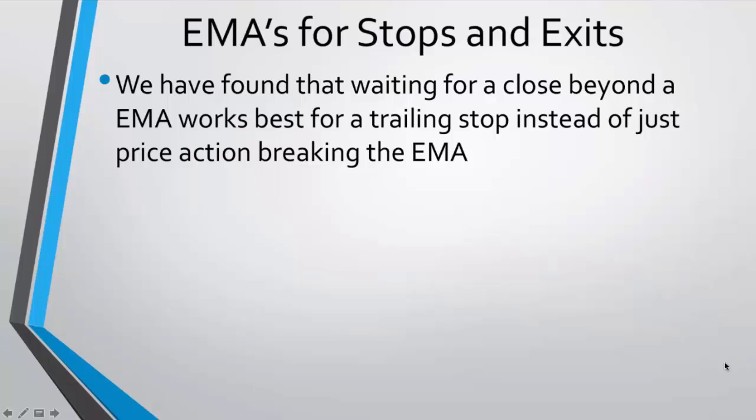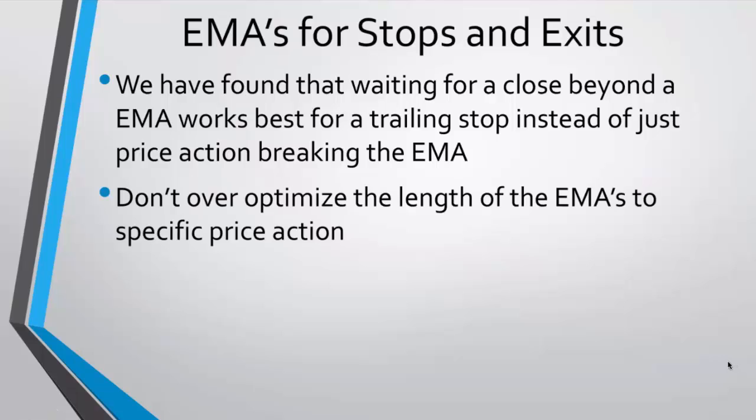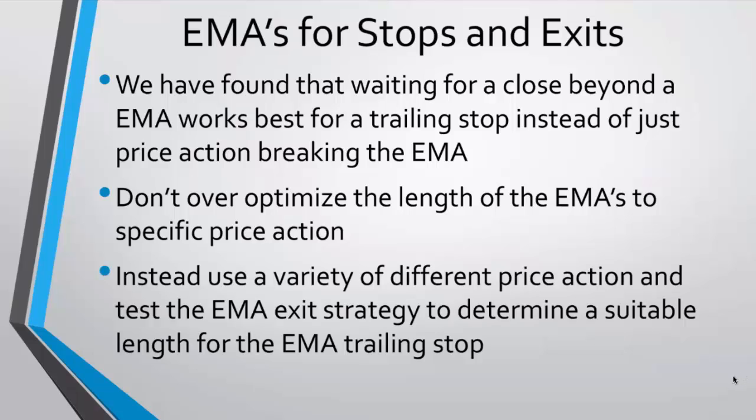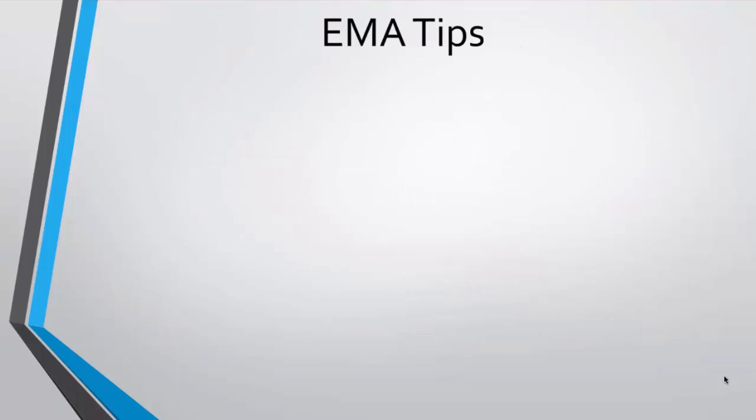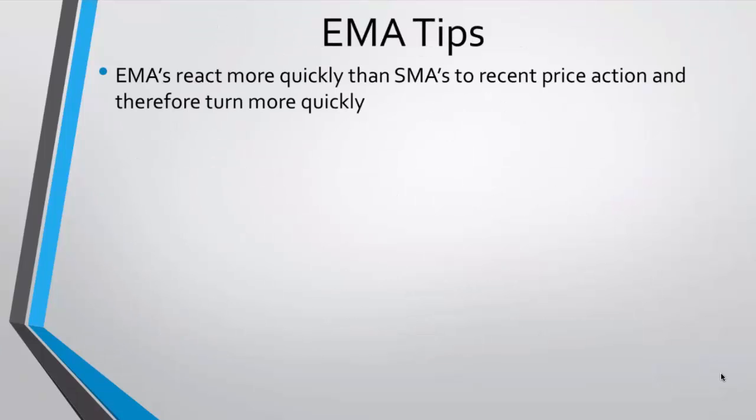We found that waiting for a close beyond an EMA works best for a trailing stop instead of just price action breaking the EMA. Again, it's about choppiness. Now, don't over-optimize the length of the EMA to specific price action. Again, what that does is that makes you constantly optimizing the exponential moving average to current price action. That's not a sustainable way of doing things. Instead, use a variety of different price action and test the EMA strategy to determine a suitable length for the EMA trailing stop. So here's some tips on EMAs.